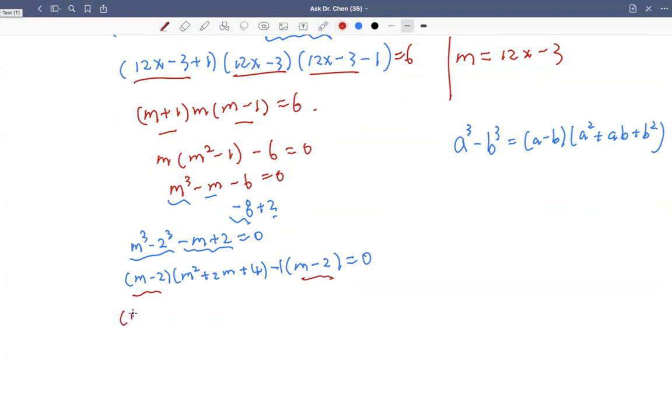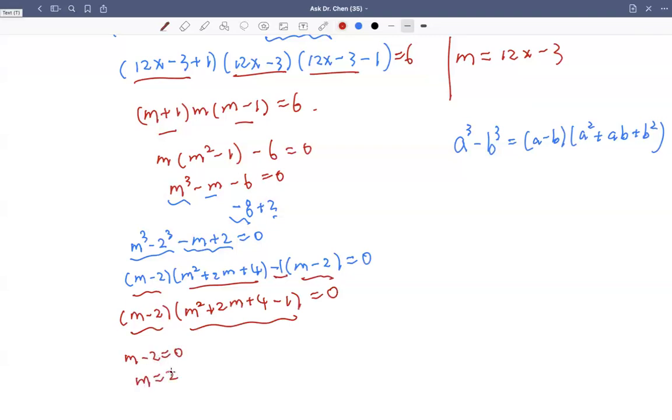So let's factor out m minus 2. Then we have this term, m squared plus 2m plus 4, and this one we are left with minus 1. So now this is in factored form. So we can use the zero property to see, okay, this factor might be 0. That gives us m equals 2. And this factor might be 0. That's m squared plus 2m plus 3.